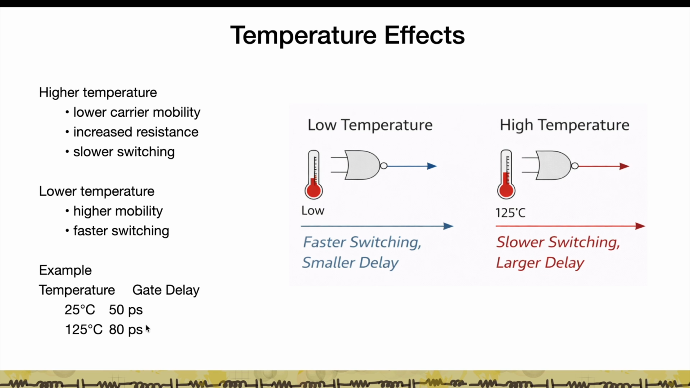A chip running hot in a data center rack and the same chip in a cold environment are operating with meaningfully different timing budgets. And unlike voltage, which you can somewhat control, temperature depends on workload, ambient conditions, cooling, and package, factors that vary throughout the life of a product.